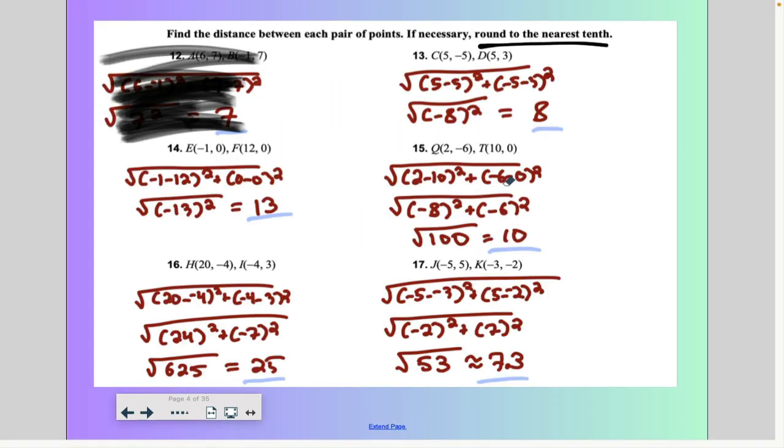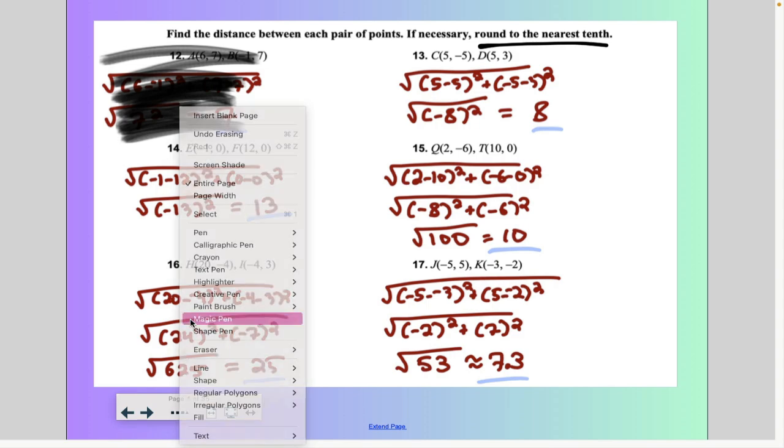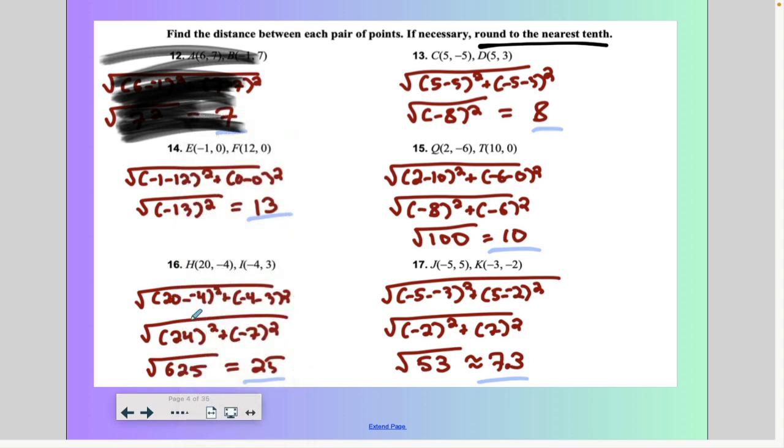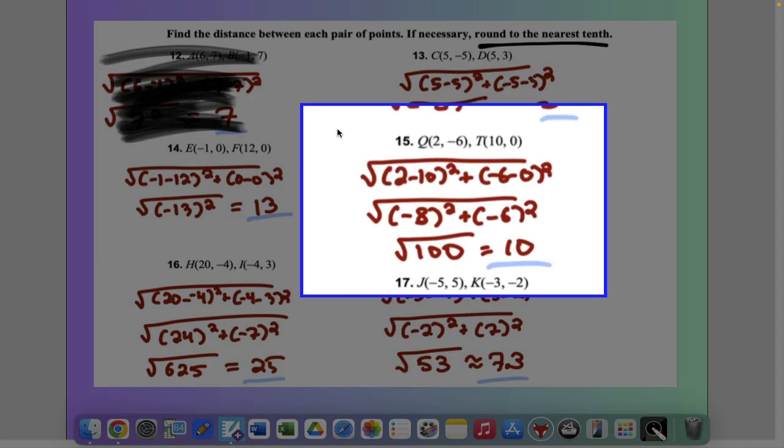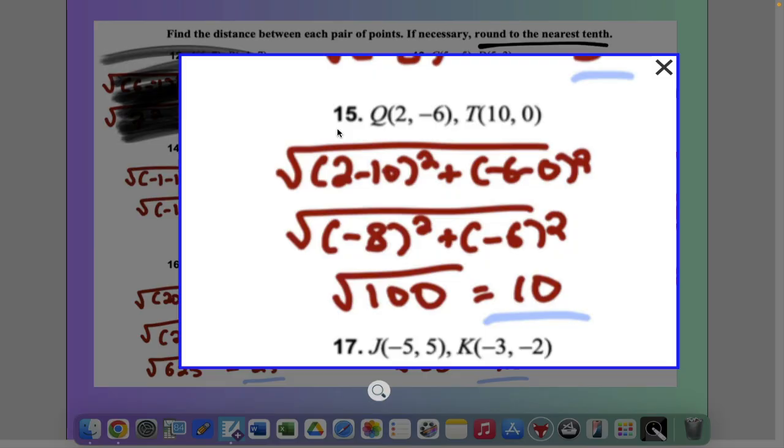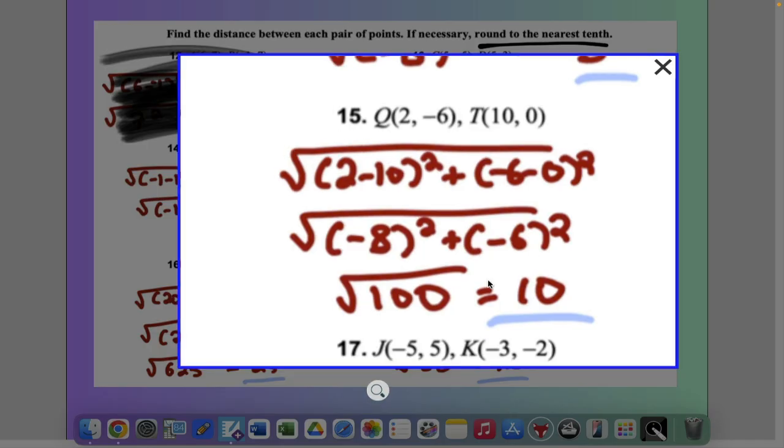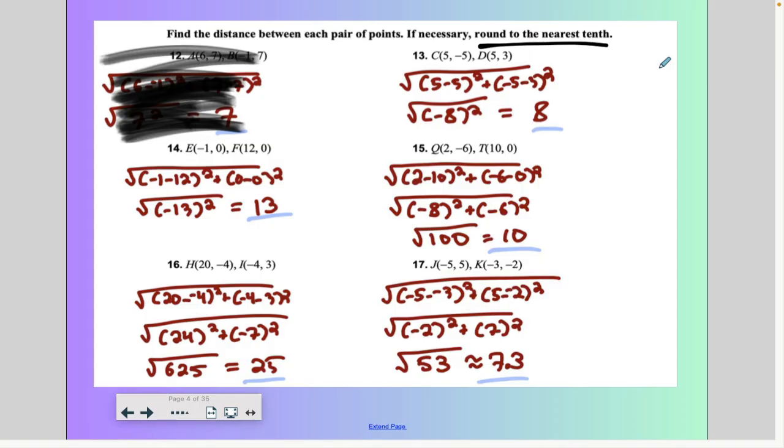So there's no shortcuts. So if I picked out just one more, if I picked out 15, because again, they're all repetitive. Not 15. Yeah, 15 is fine. They all get repetitive after a while. 2 minus 10 squared, -6 minus 0 squared. Calculate, square it, calculate, square it, add it, take the square root of the whole thing. Okay? Hopefully it got a little bit better after the homework.